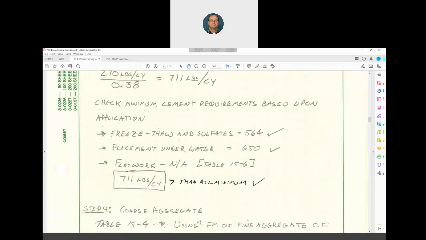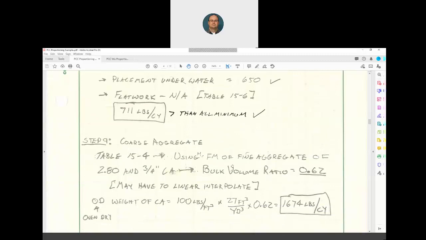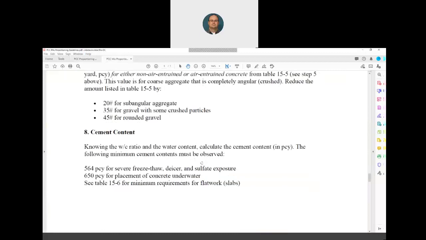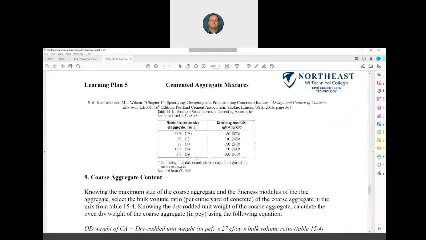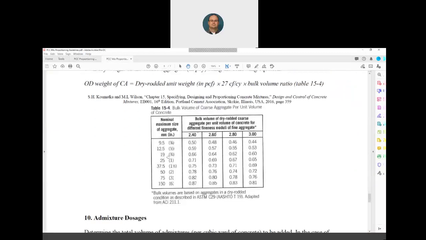Step 8. Step 9, coarse aggregate. Using the fineness modulus of the fine aggregate of 2.80 and 3/4 inch coarse aggregate, the bulk volume ratio equals 0.62. All right, let's go back to that. So in the problem, we did the cement content. We were using 3/4 inch coarse aggregate. We have a 2.80 fineness modulus that was given in the problem statement. Our bulk volume ratio is 0.62, right there.